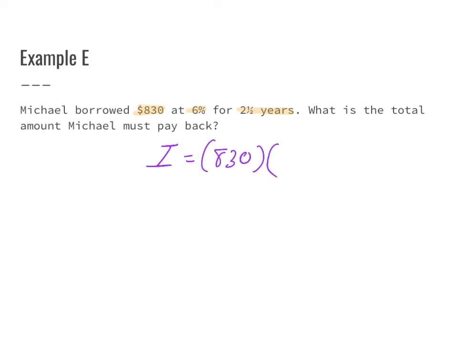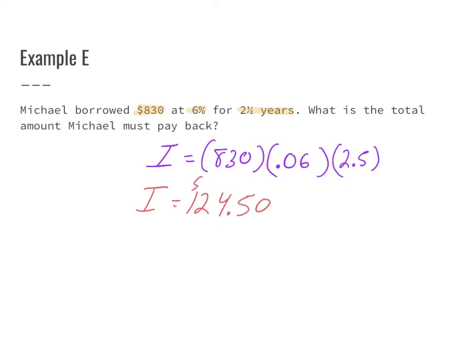I know that my rate is 6%, but again, I can't put percentages in my formula. I need to turn it to a decimal. So the decimal for 6% is 0.06. And then again, I have 2.5 years. So again, I can't put the half in there. I've got to turn that to a decimal. So that's going to be 2.5. Now I'm going to be able to just multiply all these together. Luckily, I don't have to solve an equation here, so I can just type that straight into my calculator. And when I do that, I should end up with I equaling 124.5, but again, we're talking about money, so I'm going to make this 50 because it's going to be 50 cents, but that's not the end of the problem.